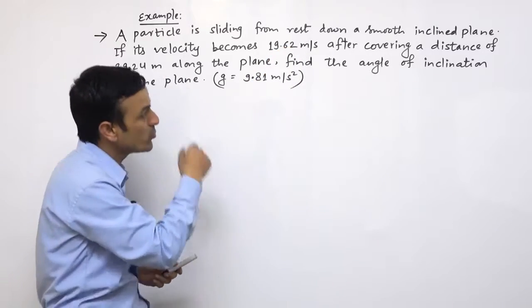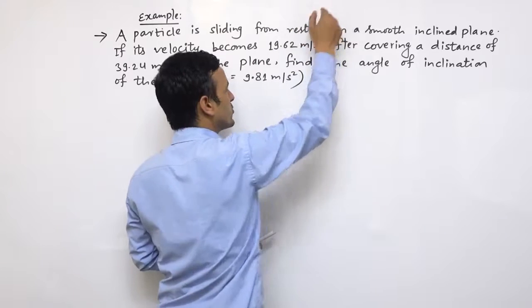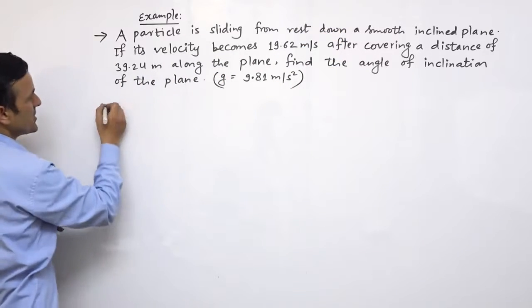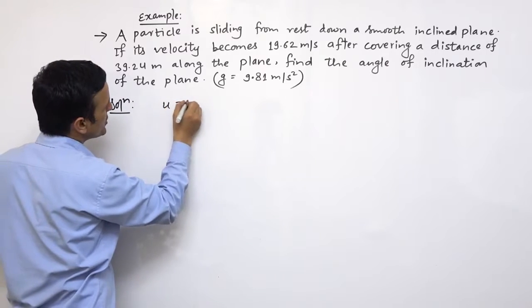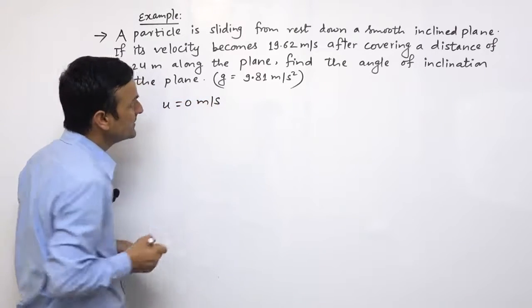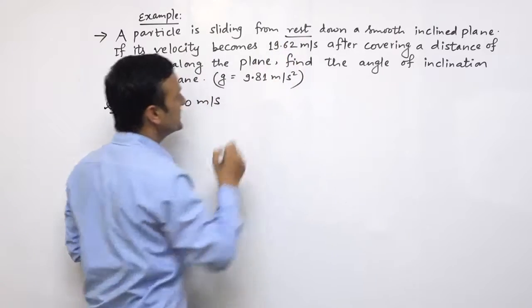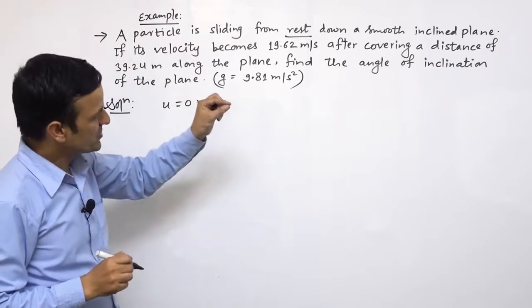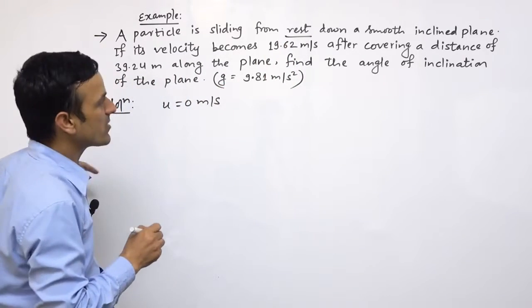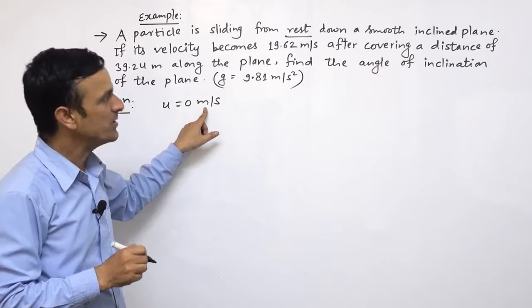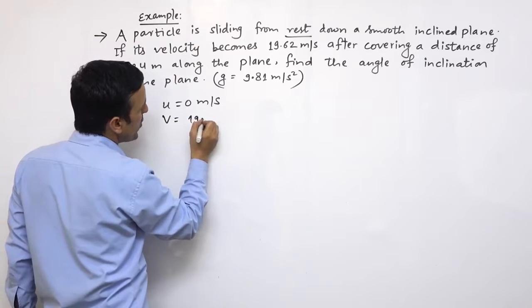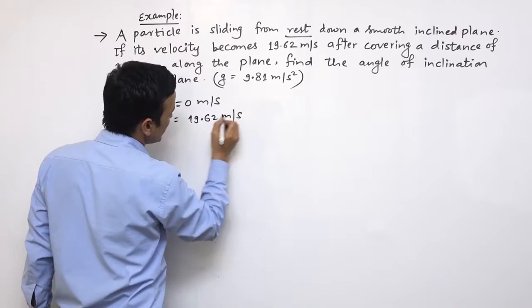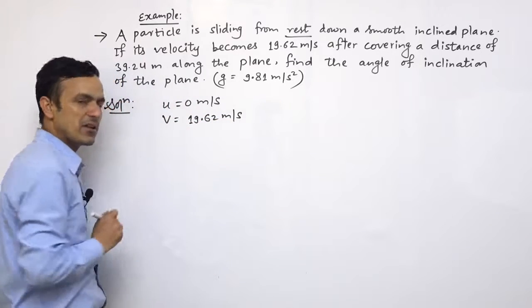Rest bata downward ma move bhako bhara rest bhanne bittikai zero lekhnu parcha. So according to the information, we can write down like this. So u is equal to 0 meter per second because it starts from rest. Kunai euta certain position, rest position bata downward ma acha bhane u becomes 0 in this case. So its velocity v is equal to 19.62 meter per second. So this is the final velocity.